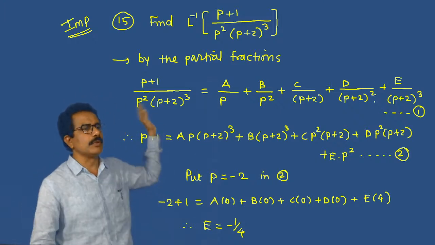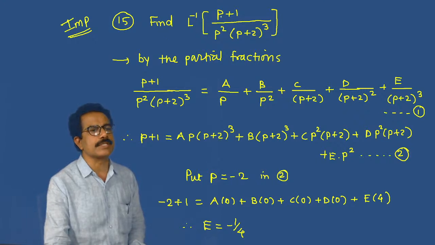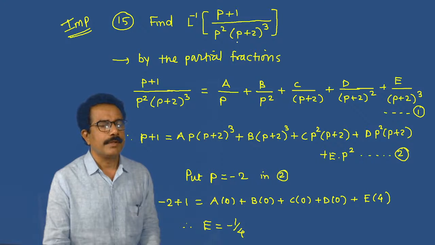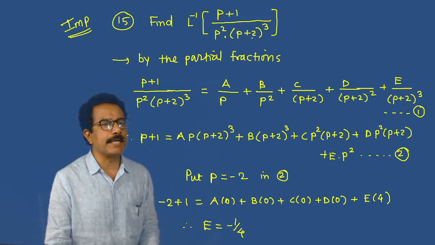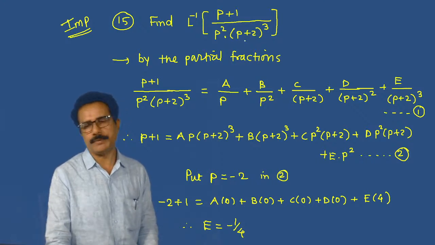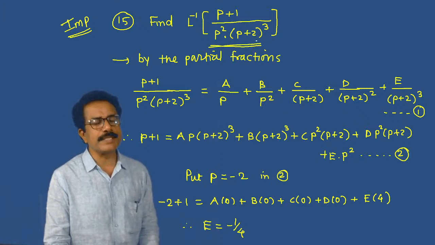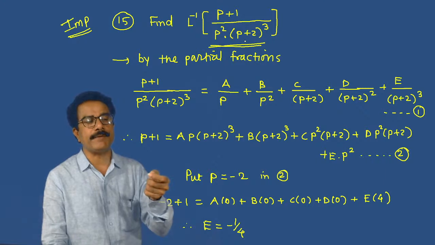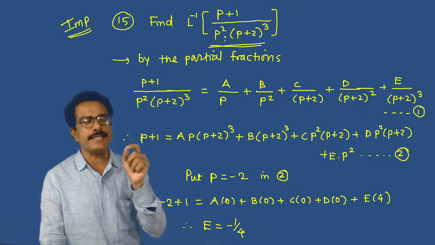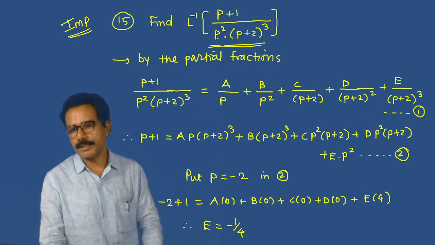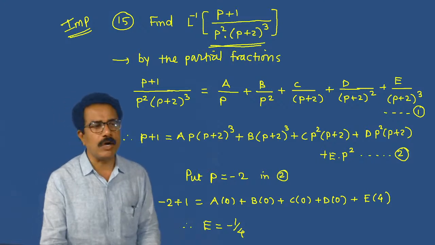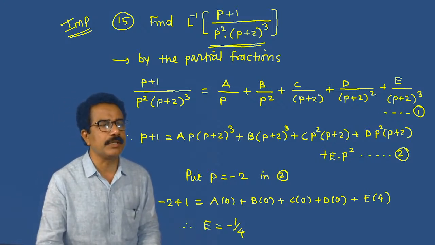Now we shall move towards finding L inverse of (P plus 1) divided by P square into (P plus 2) bracket raised to 3. Now students, you have to convert this denominator into partial fractions. You tell me, how many factors are there in the denominator?